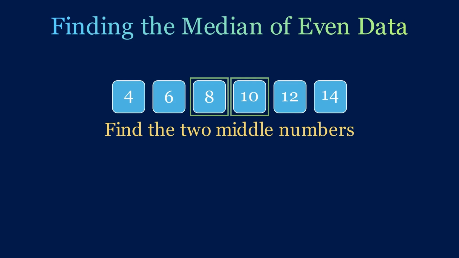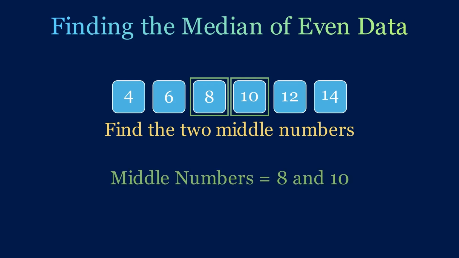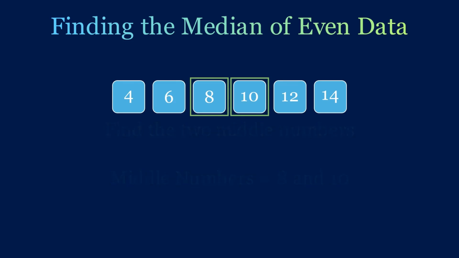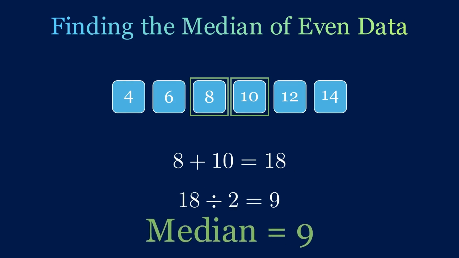To find the median, we first add the 2 middle numbers together. 8 plus 10 equals 18. Next, divide the answer by 2. 18 divided by 2 equals 9. Therefore, the median is 9. Excellent. Let's remember this important rule.